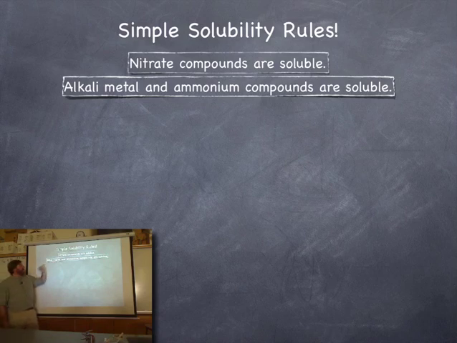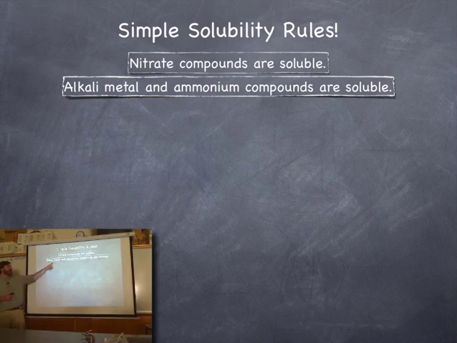So alkali metals and ammonium, those are positive ions. The first column on the periodic table is the alkali metals, and ammonium, NH4, has a positive 1 charge. We all know that. If you have those things in a compound, the compound will be soluble. It will dissolve into water. It's a strong electrolyte.